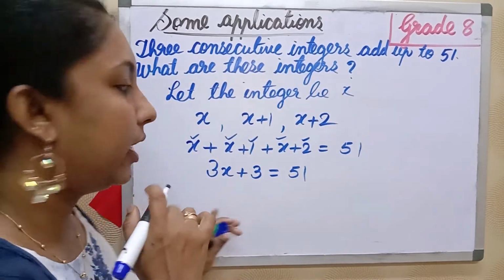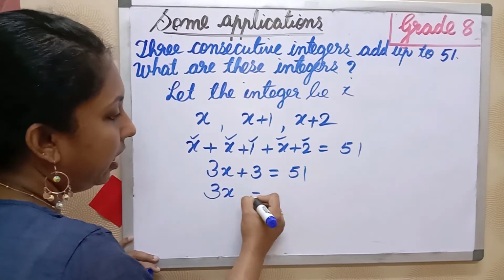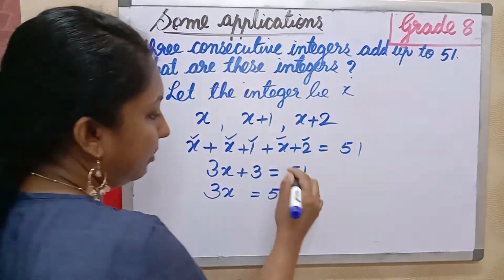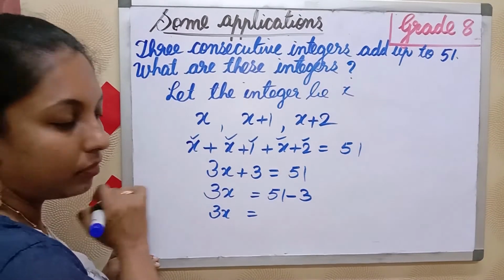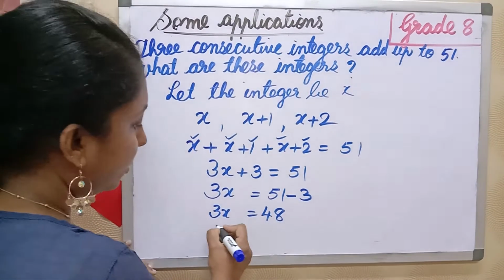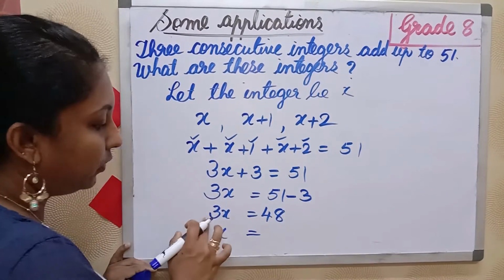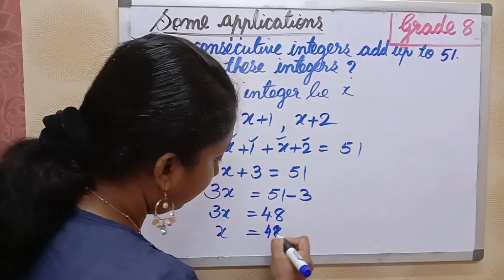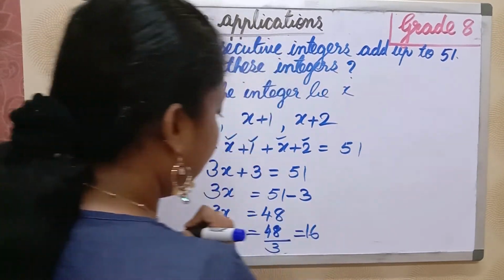Again we can use the transpose method. We want the value of x, so we keep the variable term on one side and transpose plus 3 to the RHS. Plus 3 becomes minus 3. That is 3x is equal to 48, since 51 minus 3 is equal to 48. We want the value of x. Here 3 and x are multiplying, so while transposing, we have to divide. 48 by 3 is equal to 16.